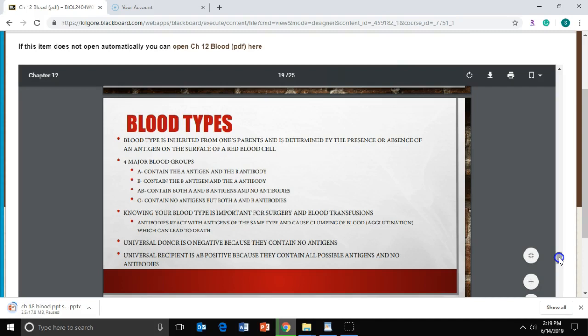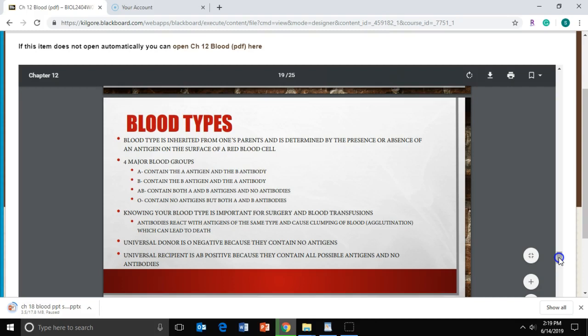O negative is a universal donor. If we think about it, if they have type O blood, they won't have A antigens and they won't have B antigens, nothing to react to. And then if they're negative, they don't have the Rh antigen.